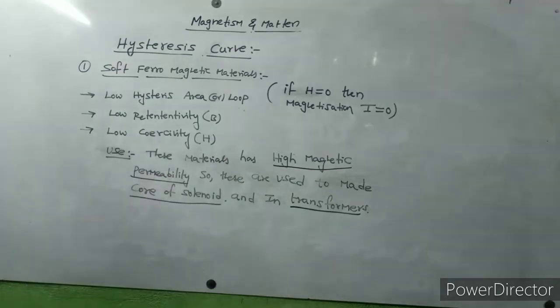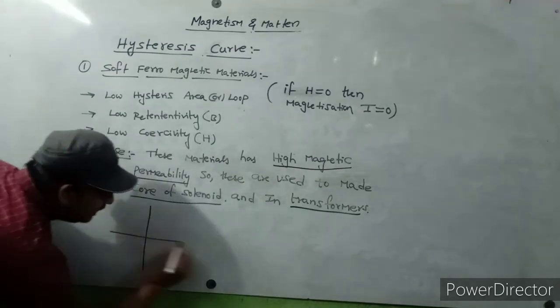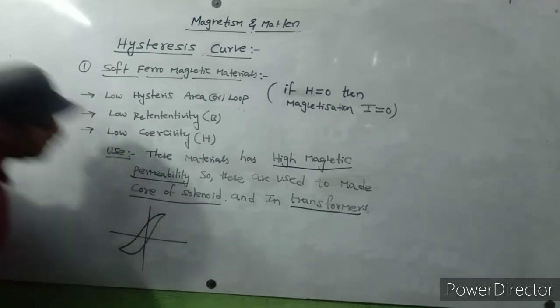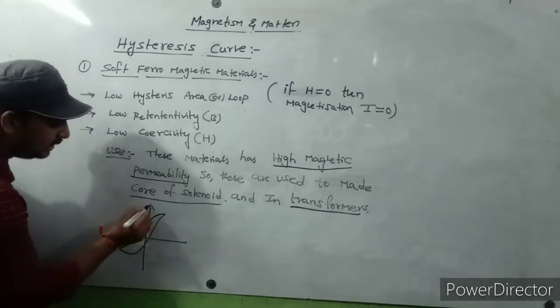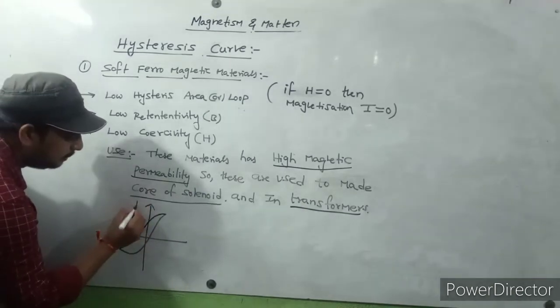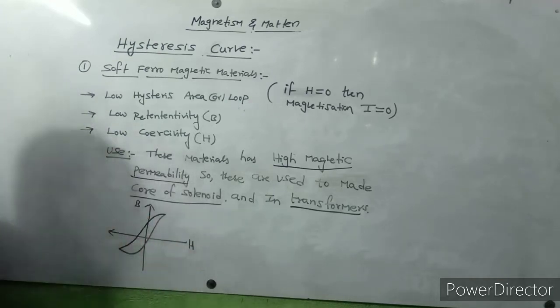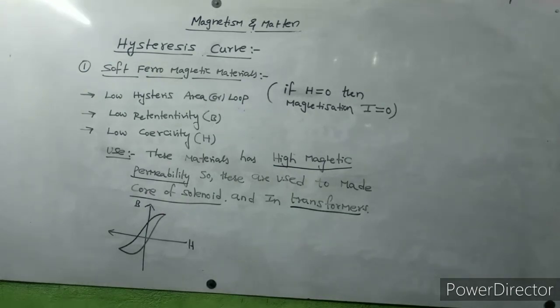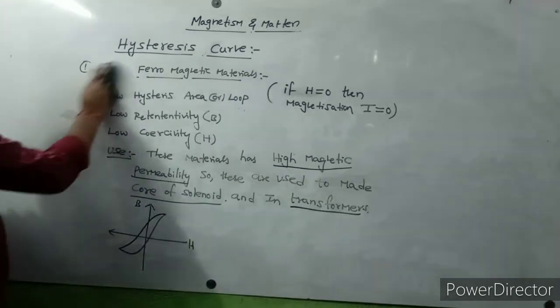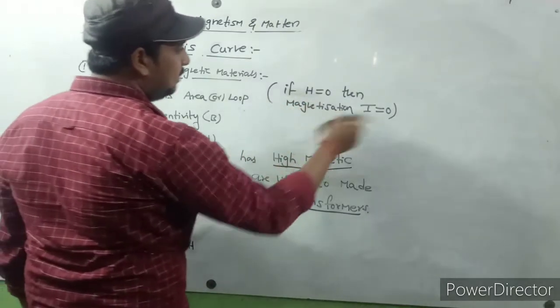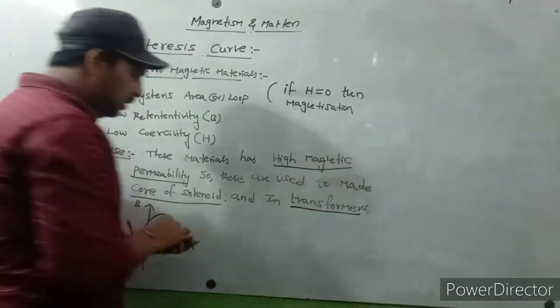Next, hard ferromagnetic materials. For soft materials the diagram is a hysteresis loop that is very small. This is B, this is H. So observe here, the hysteresis loop is small. So these are soft ferromagnetic materials. Next, hard ferromagnetic materials.